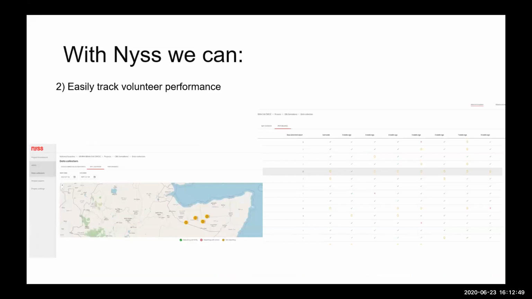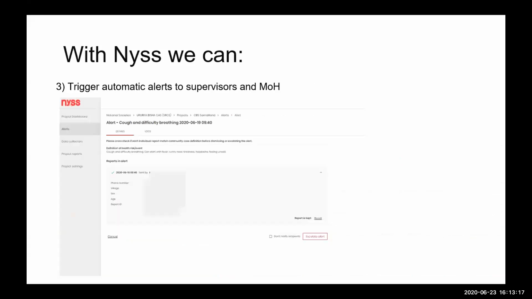They can easily track volunteer performance. So it'll tell them on a map and in this diagram how long it is since the last report, whether they're reporting correctly. Reporting correctly means that they've sent an activity report to indicate that they are active, or a health risk report within 7 days. So they can quite easily monitor how the volunteers are doing, which areas they need to retrain, that sort of thing. And then they can also automatically trigger alerts and escalate them to the Ministry of Health.